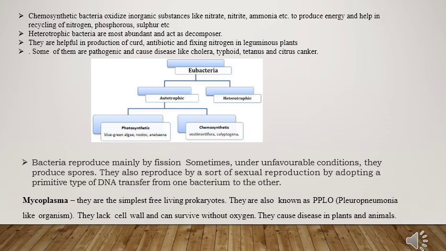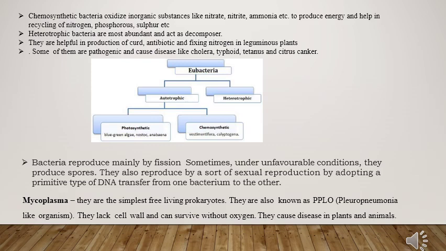The second type of autotrophic eubacteria are chemosynthetic bacteria. These bacteria oxidize inorganic substances like nitrate, nitrite, and ammonia to produce energy, and these bacteria help in the biogeochemical cycles of nitrogen, phosphorus, and sulfur.